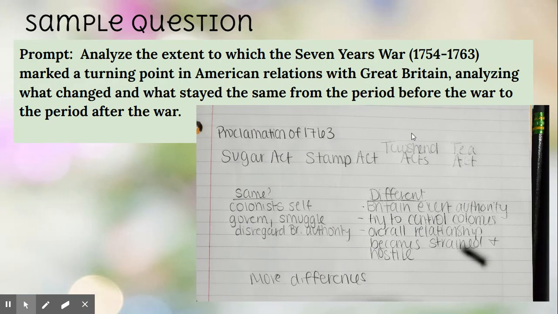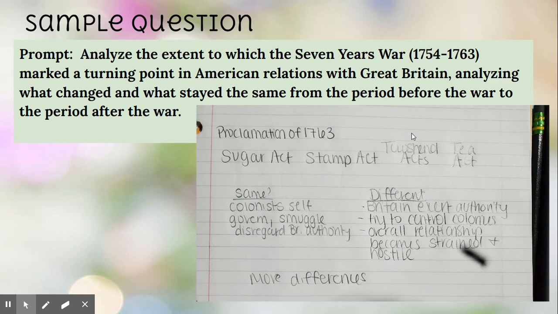Okay, so let's walk through this little sample prompt. Analyze the extent. This is an actual one off the AP exam. Most of the ones that you use are not ones that I write. They come off of old AP tests. Analyze the extent to which the Seven Years' War, French and Indian War, marked a turning point in American relations with Great Britain, analyzing what changed and what stayed the same from the period before the war to the period after the war. Okay, so this is clearly continuity or change. What changed, what stayed the same.